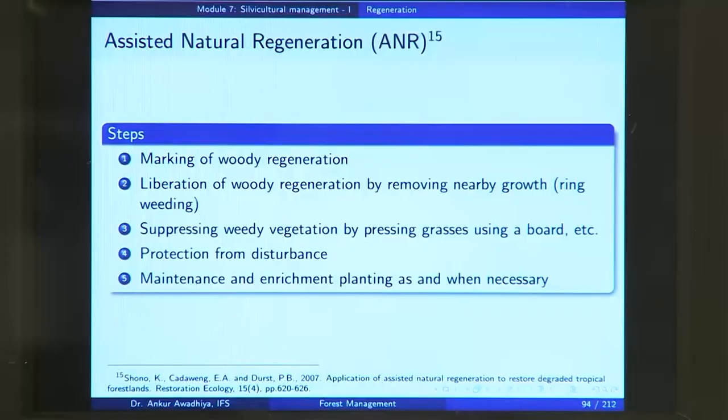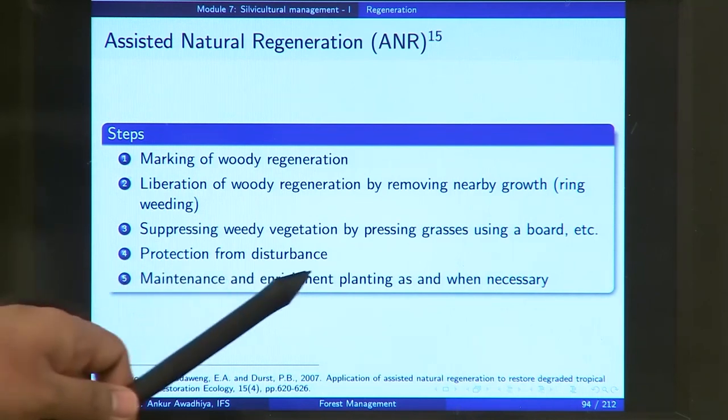You give it a very good amount of protection against forest fires. You try to give protection against even diseases. So, how can you protect this area against diseases? If there is any diseased tree, you try to cut it down and you burn it, so that your incidence of disease in this area also goes down. So, all these are the kinds of assistance that you give to your regeneration.